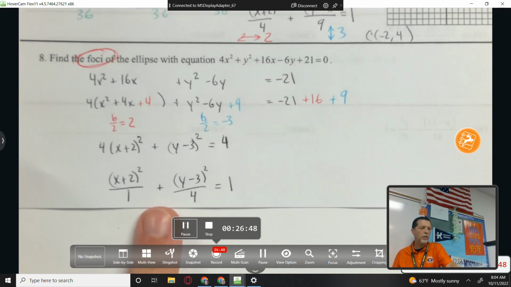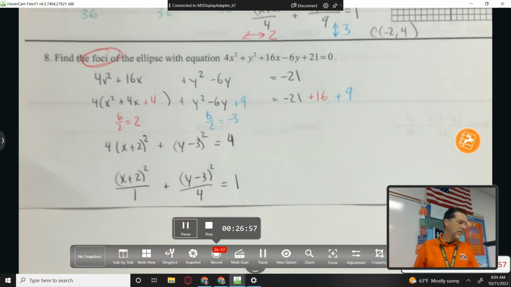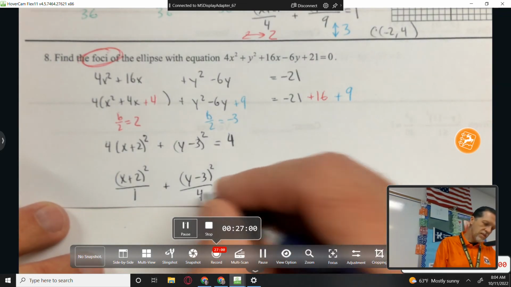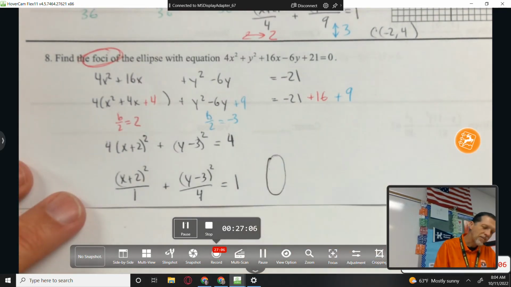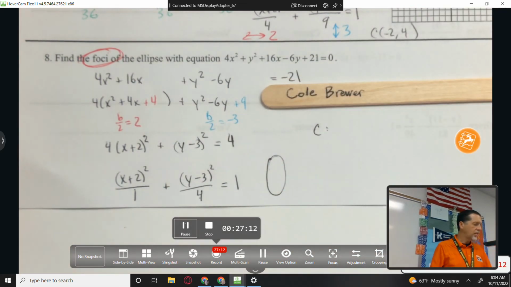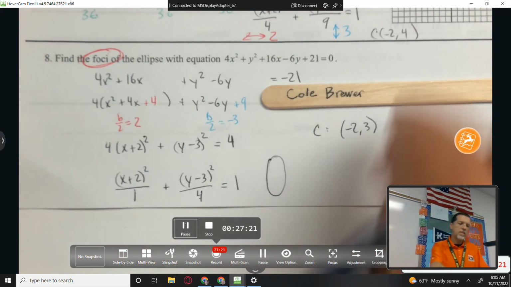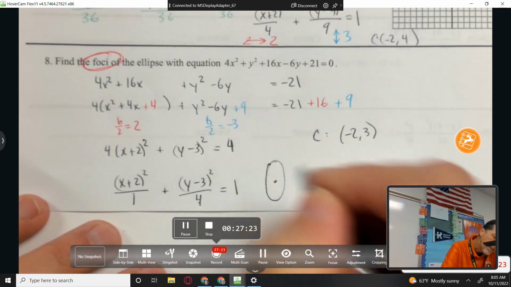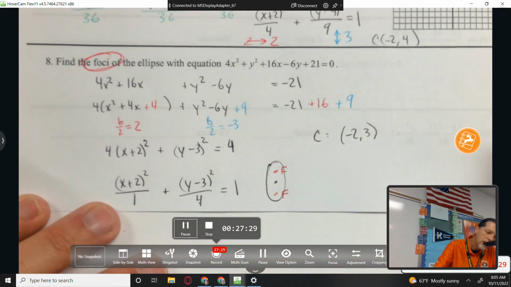We make it to here for the equation, but for foci, is this an up and down ellipse or a left and right ellipse? Up and down. How'd you know it was up and down? Yeah, the bigger number's under y. So I know it's going to be up and down. The center, Cole, what's the center of this ellipse? Negative 2, 3. So there's my center. The foci we just said would be up and down because this is an up and down ellipse.